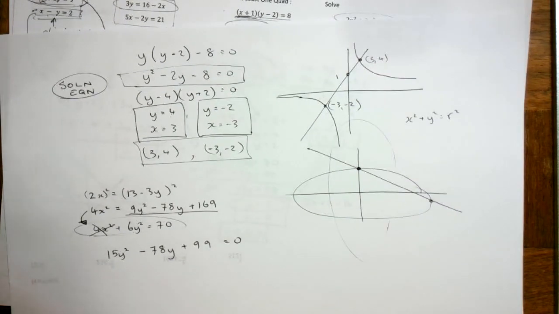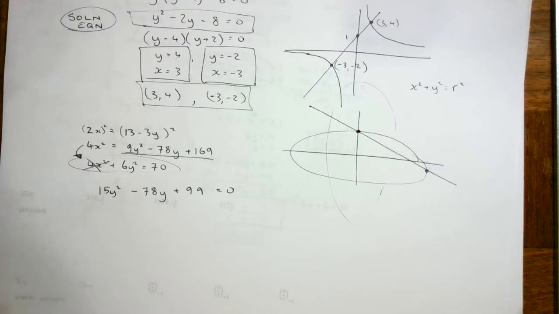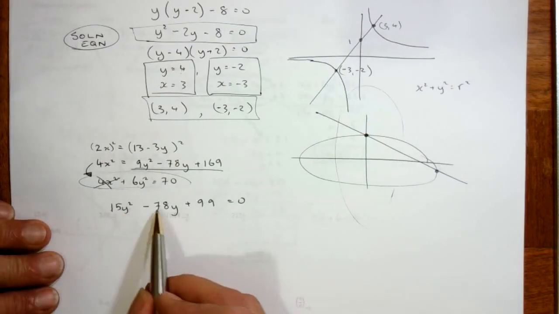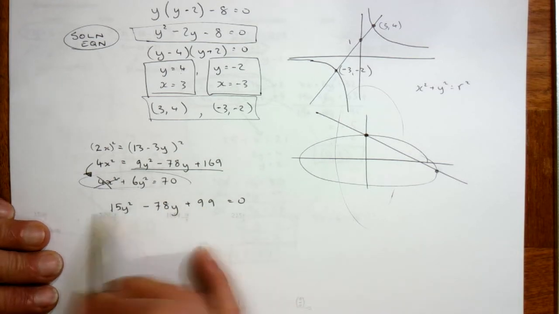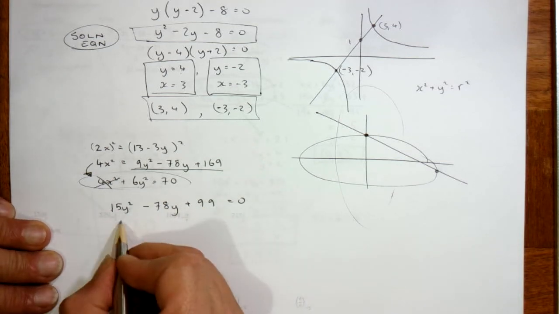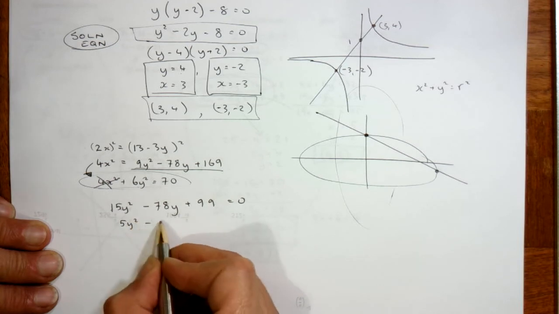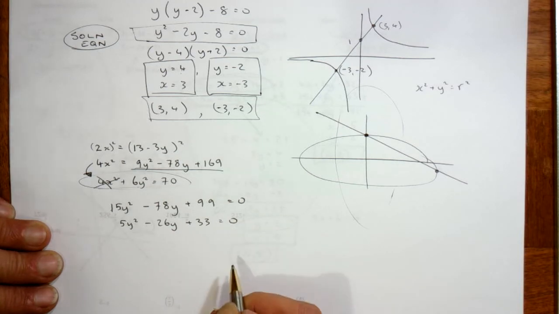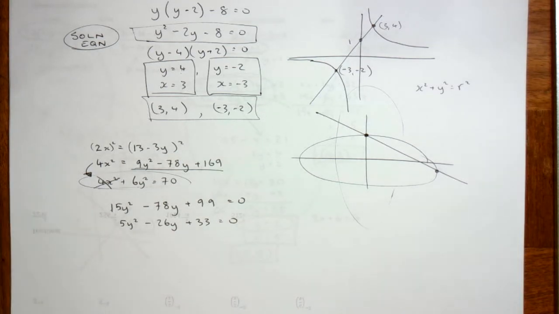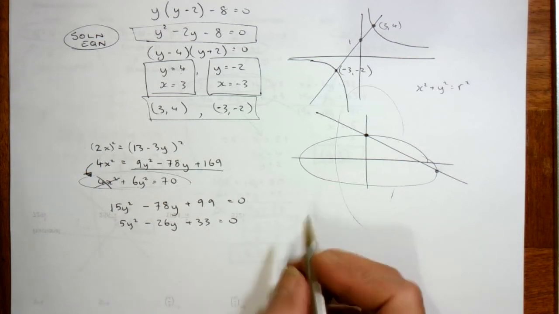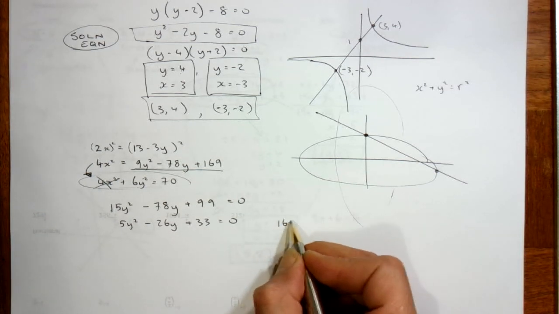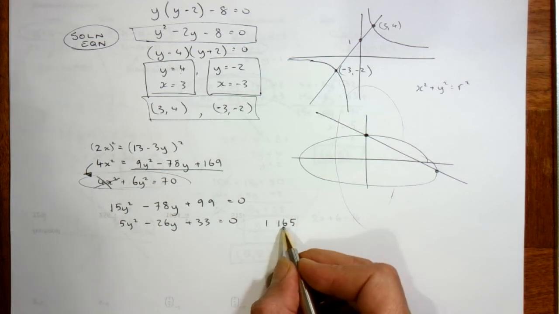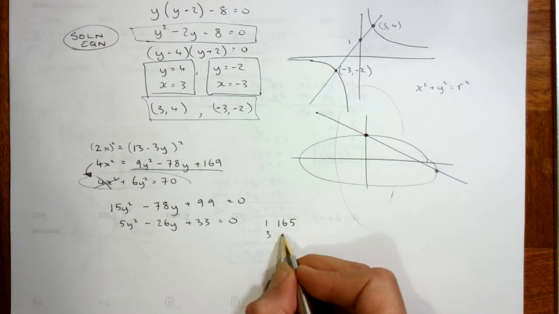But all of those values are multiples of 3, because the digital roots of those numbers: 1 and 5 makes 6, 7 and 8 makes 15, 9 and 9 makes 18. So they're all multiples of 3. So 5y squared, take away 26y, plus 33 is equal to 0. And now it's a bit easier to solve. 5 times 33 is 165. And factors of 165: 2 doesn't go into this. 3 does.